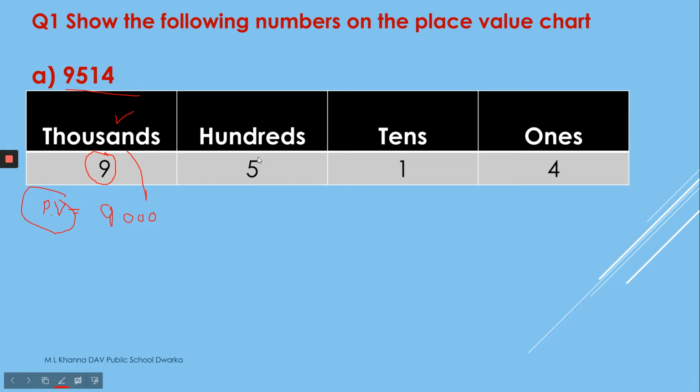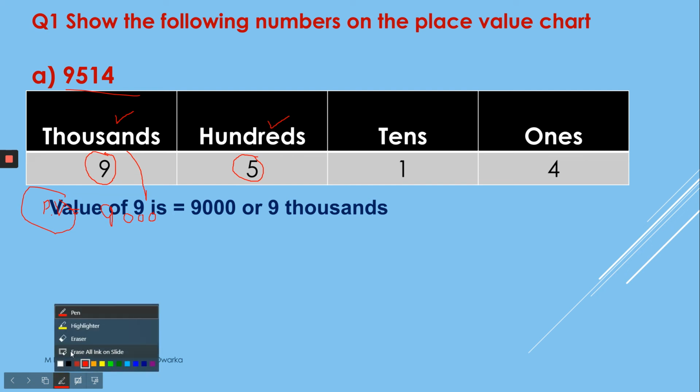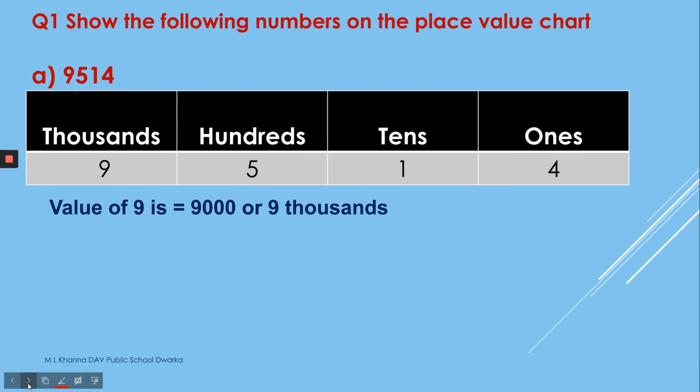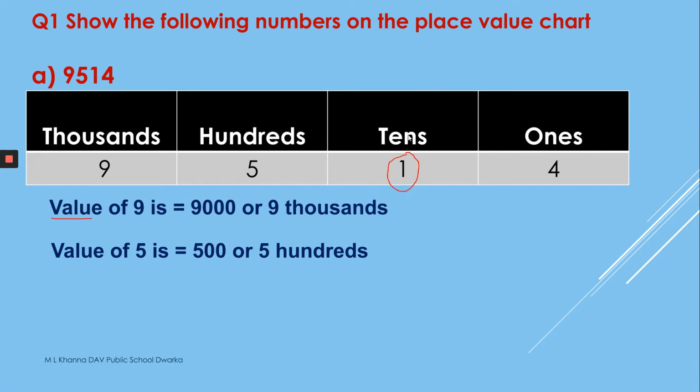Now tell me, what is the place of 5? Hundreds. So what is the place value of 5? Yes, 500. So let's see. The place value of 9 is 9000. Place value of 5 is 500. Children, we can say place value, or we can also say value. Both are same.